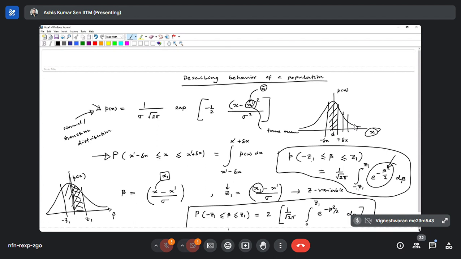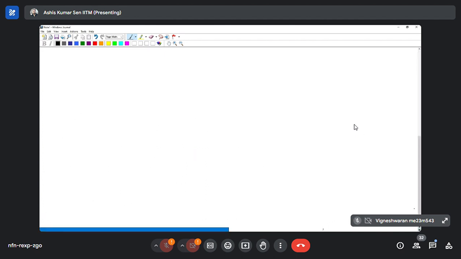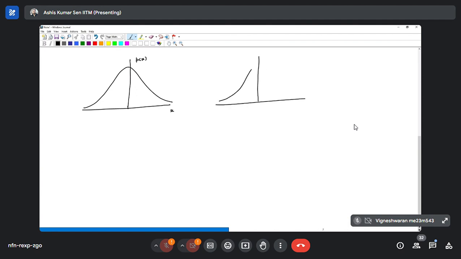Now this table is actually available. Okay, so let me first write down some special cases, and then we'll go to the full table. Let's say, so I'm going to talk in terms of both x as well as z. So let's say this is x, p(x), and I have beta and p(x).